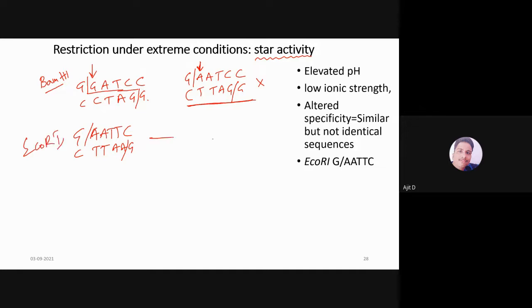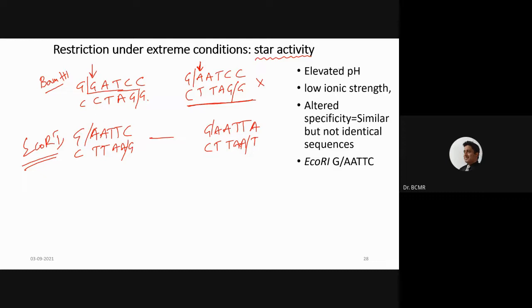And if there are any sequences matching it, something like this, then too, it might cleave. So when we are really doing this in the lab, one should take a lot of care so that there will not be any problems like star activity. Why are we discussing this? In every lab experiment, we try to have things in our control. We want to be certain of it.